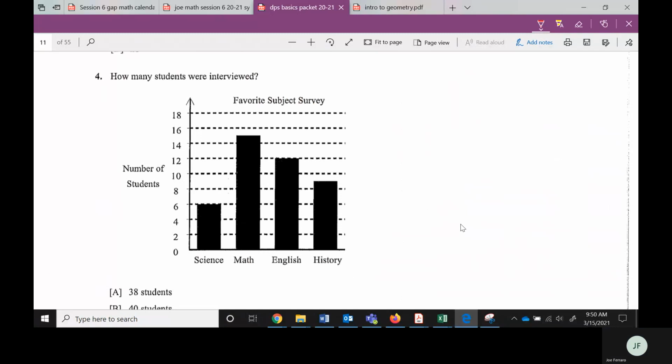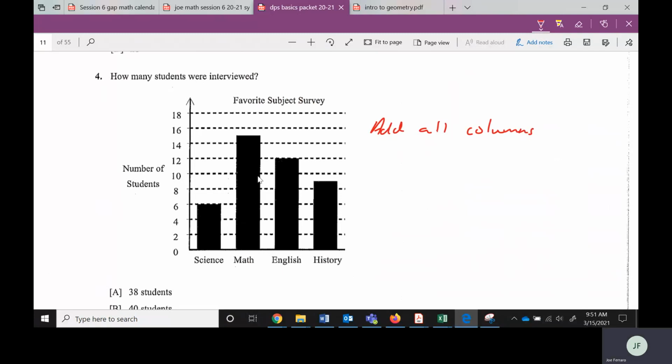Here, again, I'm just going to give you a hint. It says how many students were interviewed. So they're doing a bar graph of favorite subjects. Each subject is here, and the number of students that answered is here. So if we add these all up, you will find out how many students.